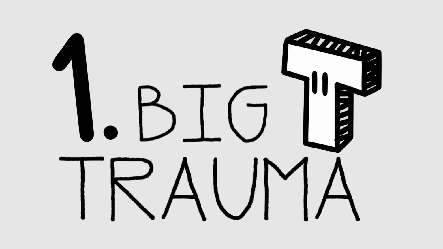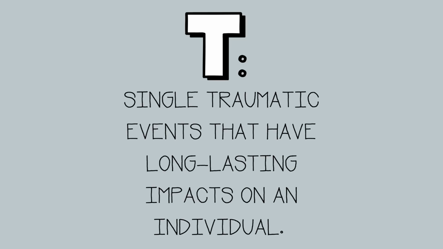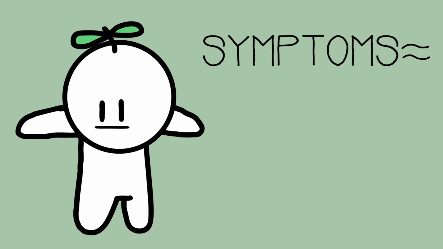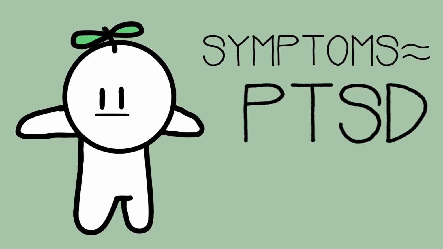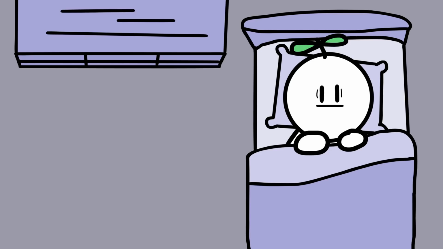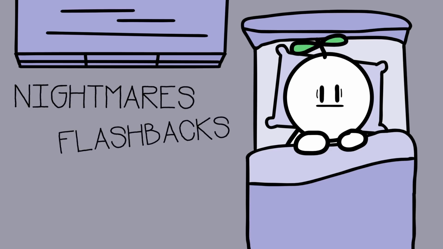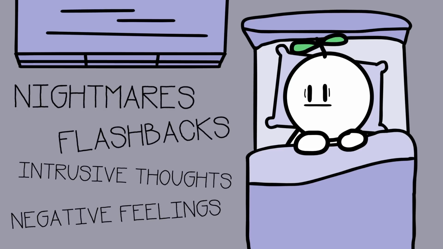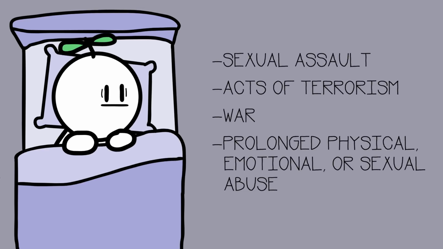1. Big T trauma. Big T trauma are single traumatic events that have long-lasting impacts on an individual. Symptoms of big T trauma are typically associated with post-traumatic stress disorder, or PTSD. People who have big T trauma might typically experience nightmares or flashbacks, intrusive thoughts, and negative feelings. This could result from sexual assault, acts of terrorism, war, and prolonged physical, emotional, or sexual abuse.